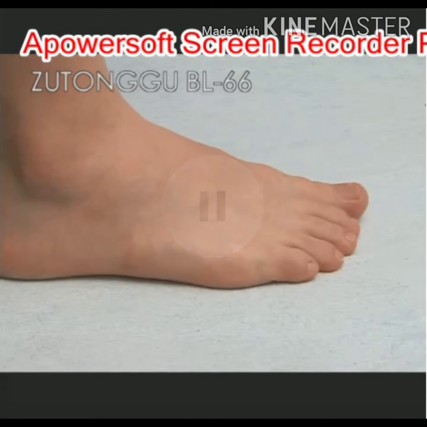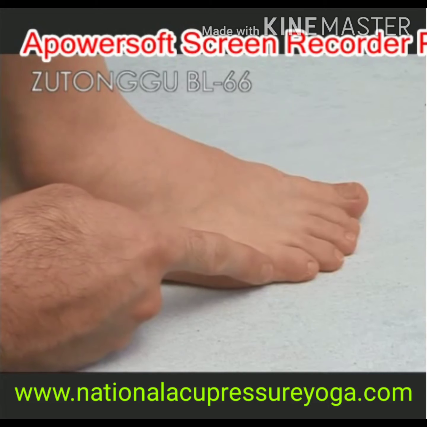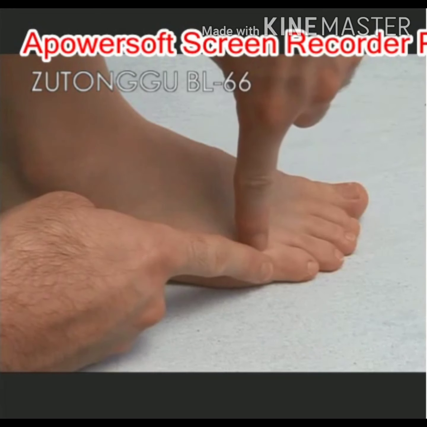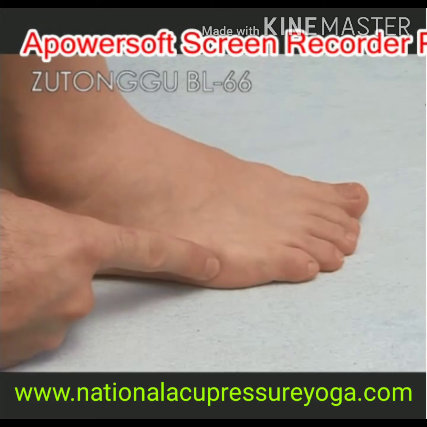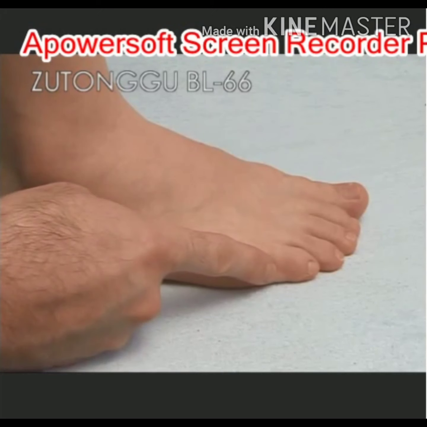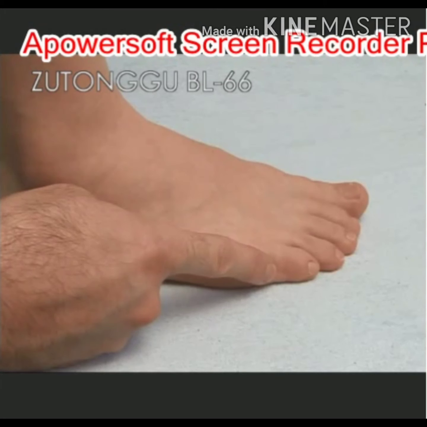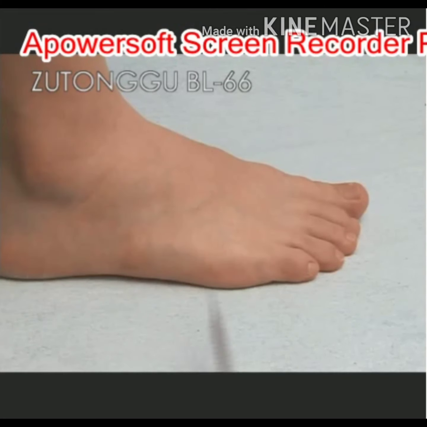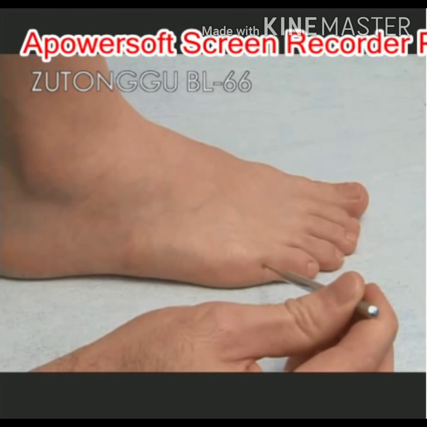Zutonggu, Bladder 66, is located on the lateral side of the foot, in the depression anterior and inferior to the fifth metatarsophalangeal joint. First locate Shugu, Bladder 65, then run the finger over the prominence of the metatarsophalangeal joint until it falls into the depression at the base of the little toe. Perpendicular oblique insertion towards the sole, 0.2 to 0.3 cun.